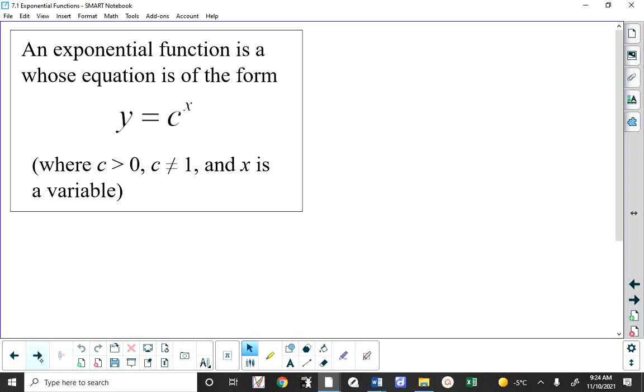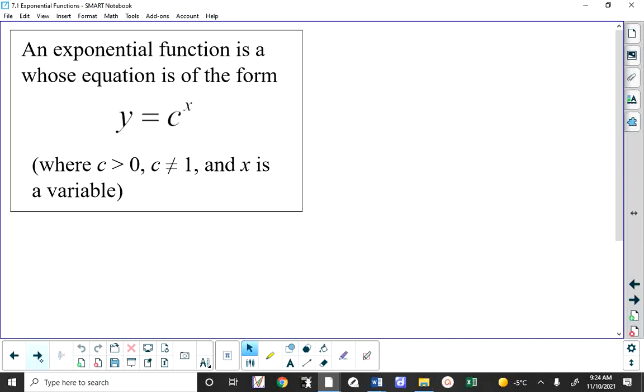Look what it says about c, and I want to break this down here. The base c must be greater than 0. So that's telling you two things, as well as being greater than 0. It's telling you very specifically it can't be 0, and it can't be negative. But it also says that c is not allowed to be 1.